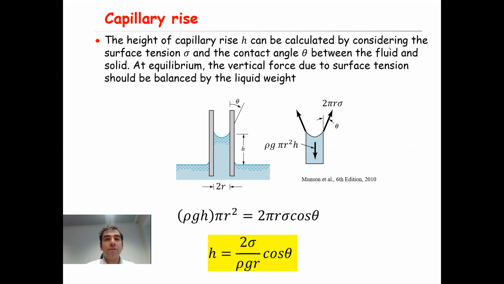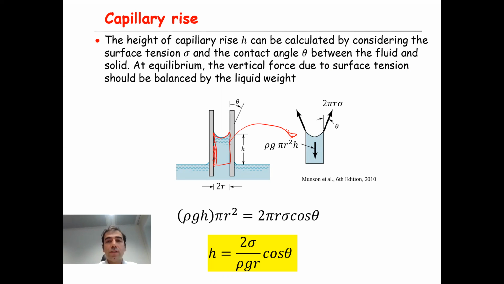The height of capillary rise h can be calculated by considering the surface tension sigma, which we discussed at the beginning of this video, and the contact angle theta between the fluid and solid. So how can you do that? If you dip this capillary tube in free water, you have this capillary rise, and let's just consider this parcel of fluid. You bring it here.